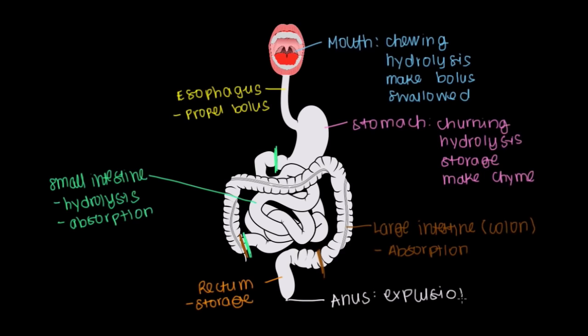So those are all the key components of our gastrointestinal tract. There are some other accessory organs that are involved here in digestion, and I'll have videos to talk about them as well. Those include things like the liver, the gallbladder, the pancreas, and those will come up in subsequent videos.